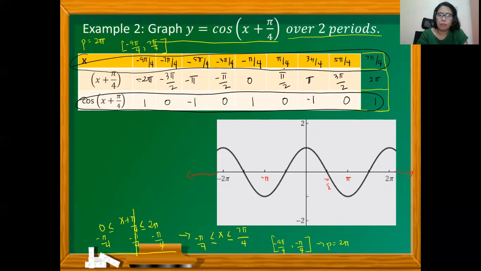So pi over 2 would be, for example, if this is negative 9 pi over 4. Okay, so we can start with negative 9 pi over 4, and this is 1. And then negative 7 pi over 4, 0. Approximately this is negative 7 pi over 4, 0. Negative 5 pi over 4, negative 1. So this is negative 5 pi over 4. And then negative 3 pi over 4, 0 is here. Okay, so we're done with negative 3 pi over 4, 0.